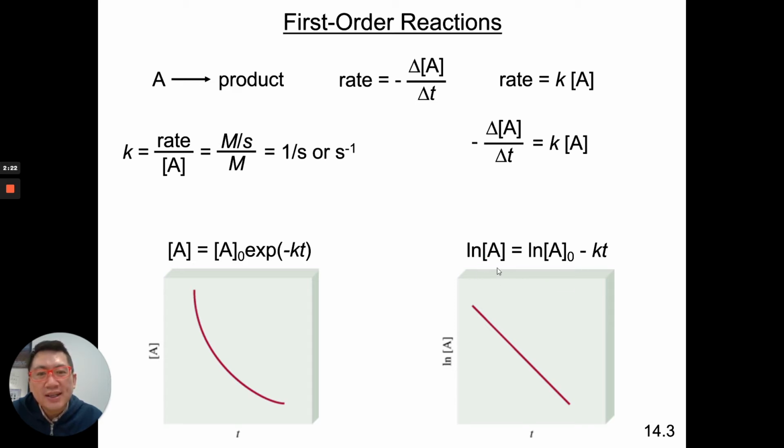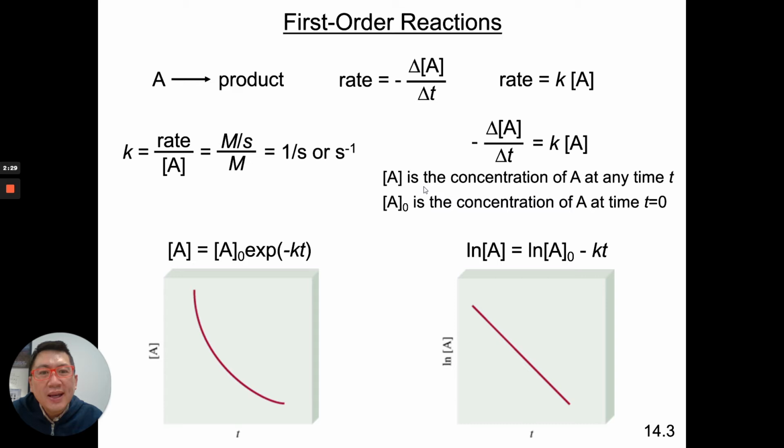What does the equation say? This says natural log of A is equal to natural log of A naught minus kt, where A is the concentration of A at any time. A naught is the initial concentration, the concentration of A when t equals 0, meaning you just got started, when time just starts. So how much you have, the log of it, is equal to how much you started off with, the natural log of that, minus a constant times time.